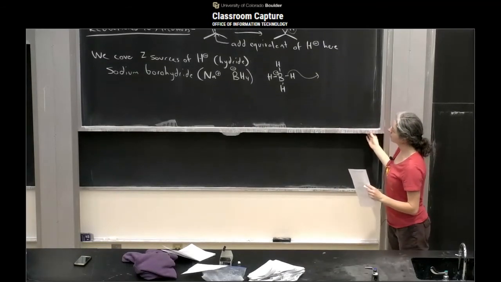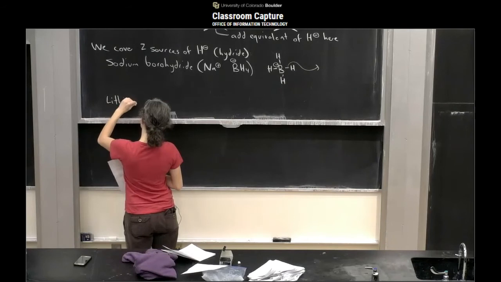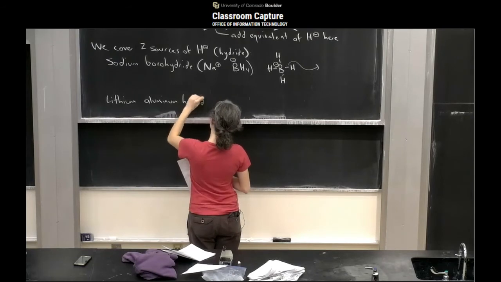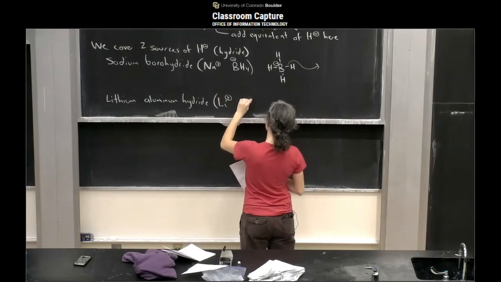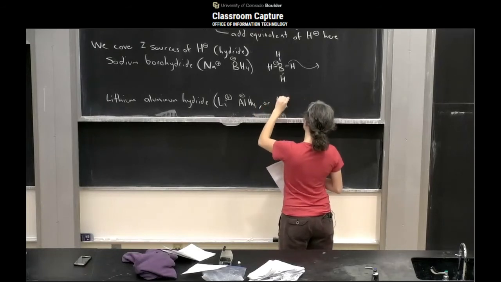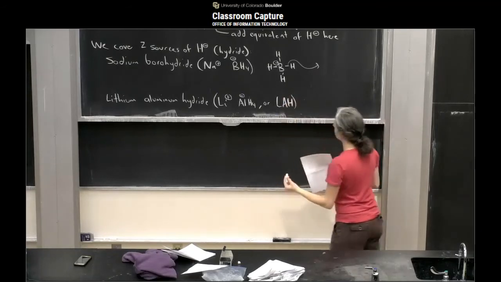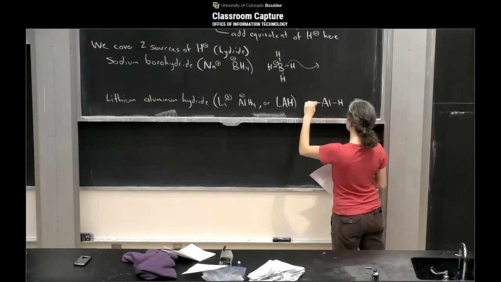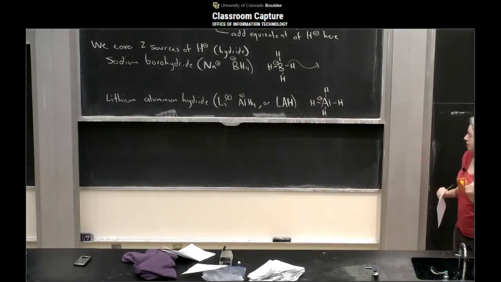So that's one. The other one that we're going to cover is lithium aluminum hydride, which is kind of the equivalent, Li plus and AlH4 minus. This one actually gets an abbreviation of LAH for short. And if you're ignoring the lithium counterion, it looks pretty much like that.